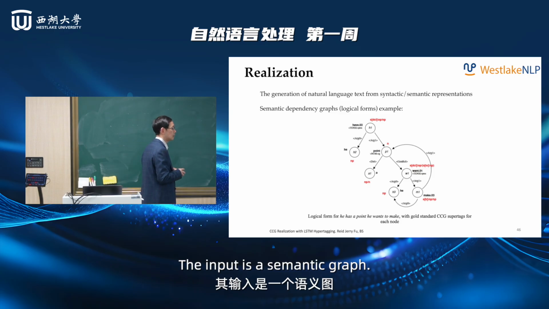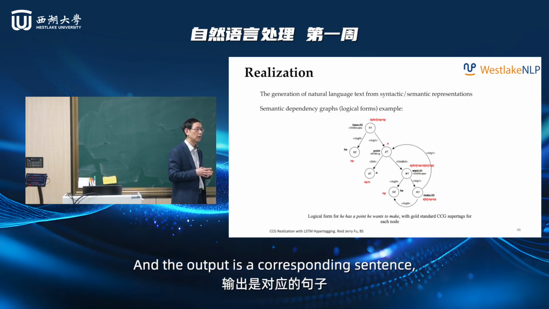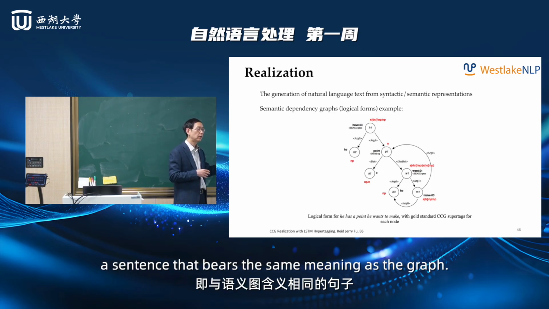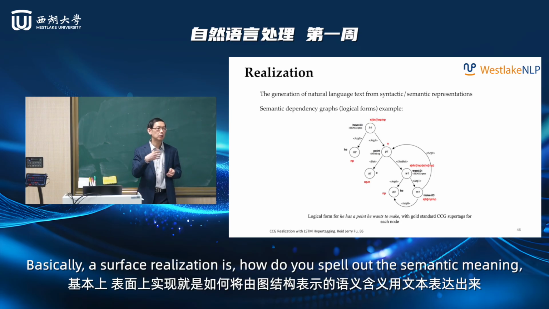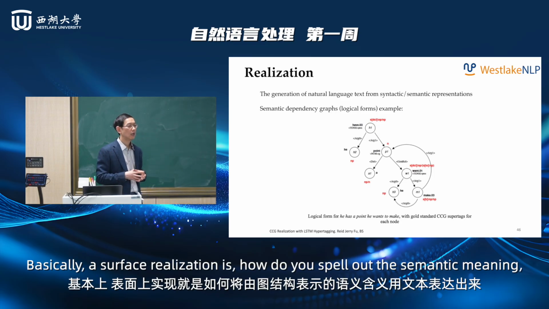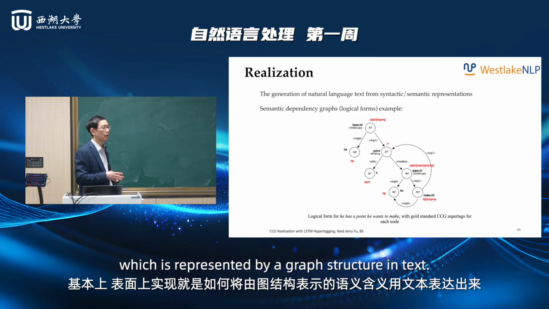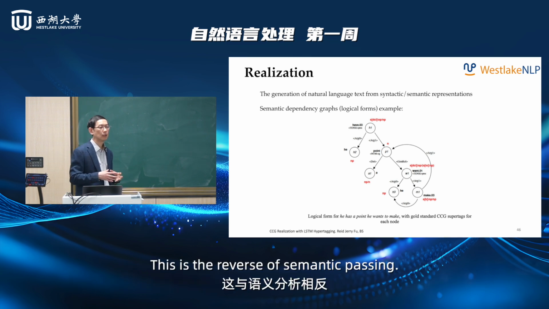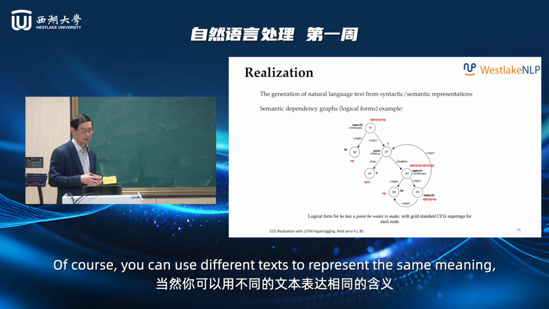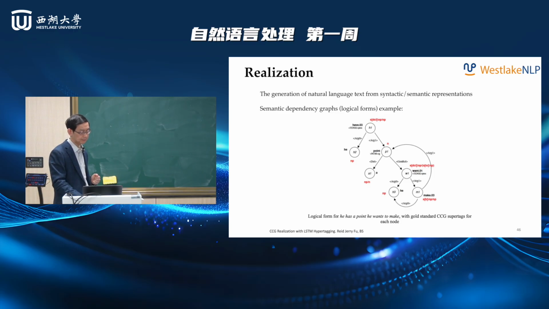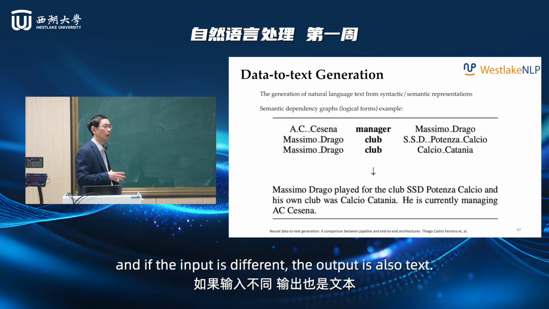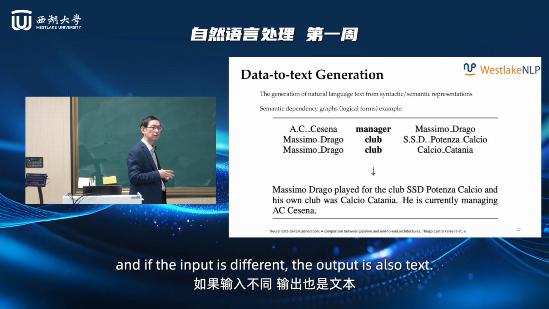The input is a semantic graph, okay? And the output is the corresponding sentence, a sentence that bears the same meaning as the graph. So basically, surface realization is how you spell out the semantic meaning, which is represented by a graph structure, in text. So this is the reverse of semantic parsing. Of course, you can use different text to represent the same meaning.